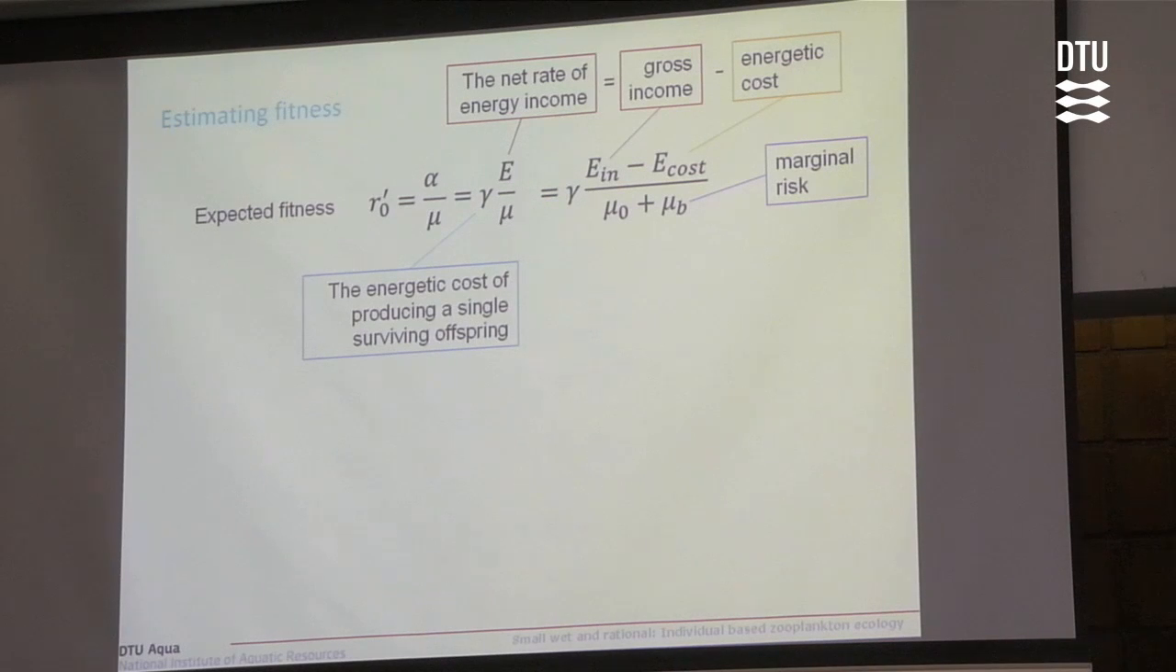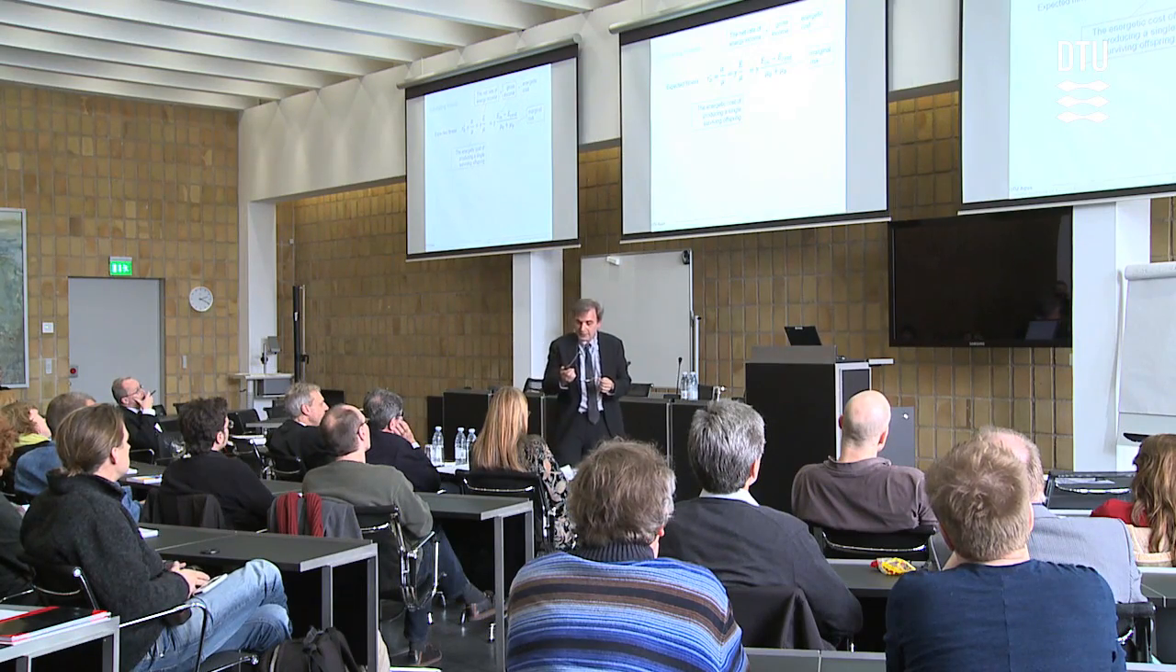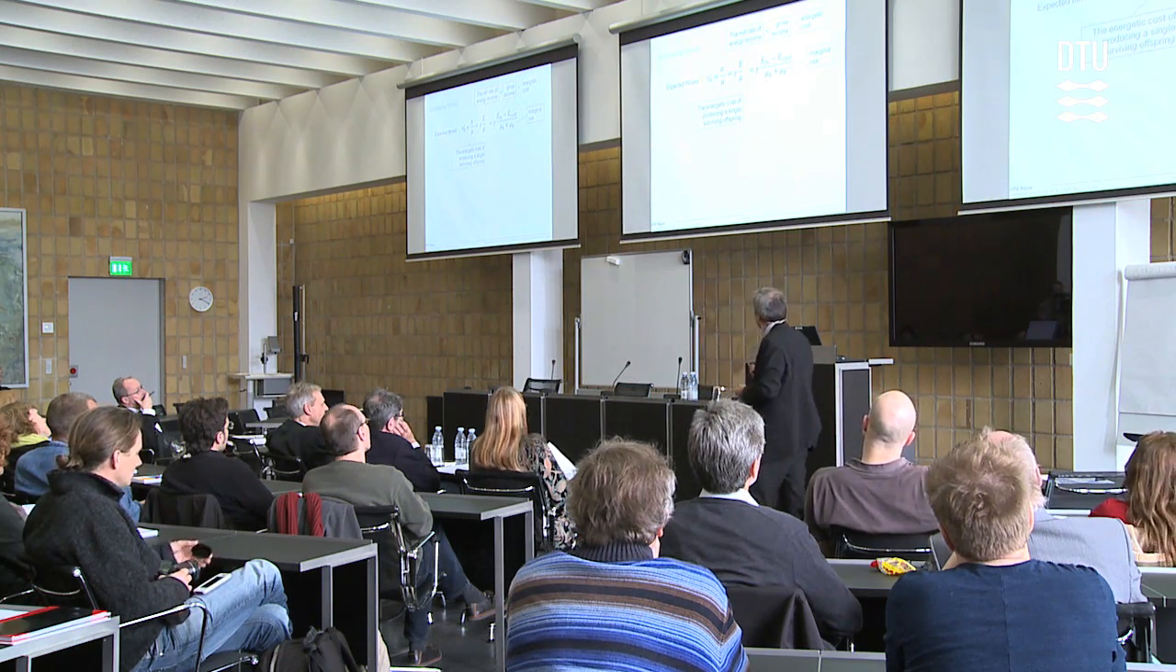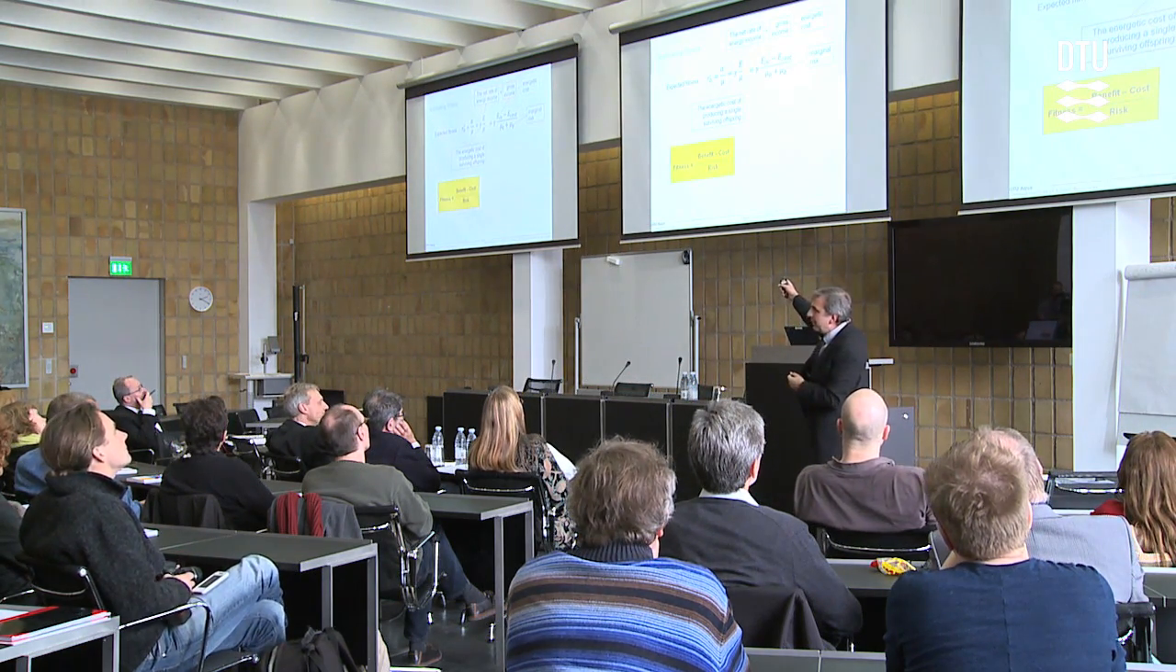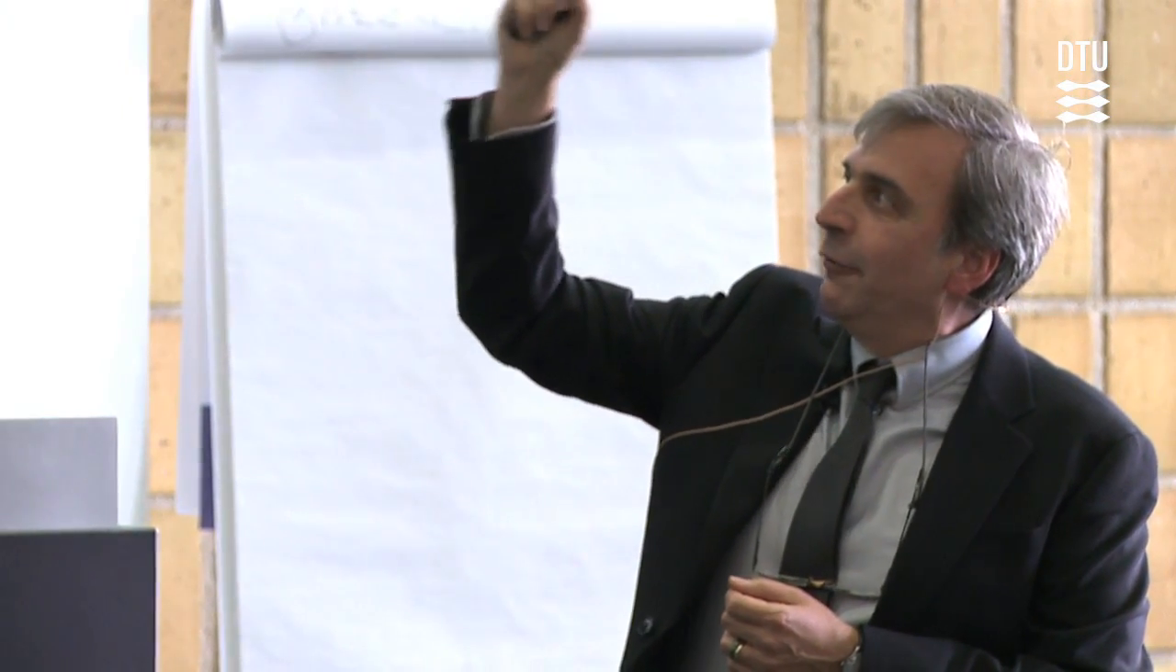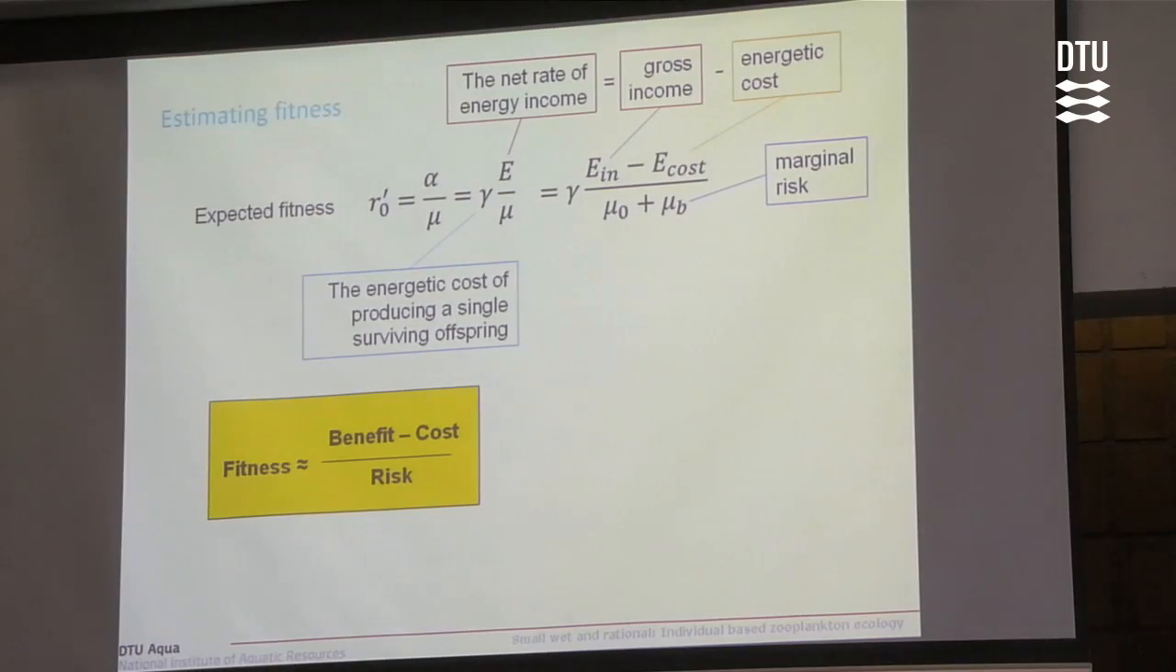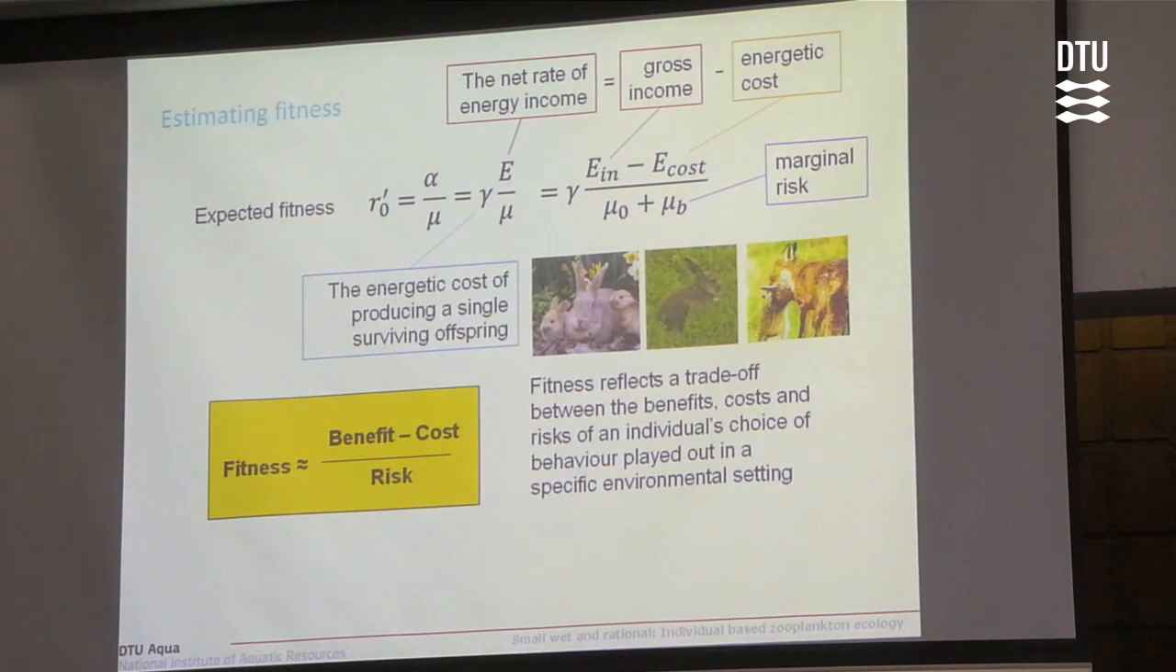And you can break that down even more. There's the net income of energy due to a particular behavior, minus the cost of actually executing that behavior, divided by mortality. And there's an important part there: there's the mortality that simply can't be avoided, and there's the marginal mortality, or marginal risk, that's due to a particular behavior. The simple way of looking at that is that this is the trade-off. Fitness is in some sense benefit minus cost divided by risk. And there's your little bunny rabbit, reproducing, finding food, and avoiding predation.